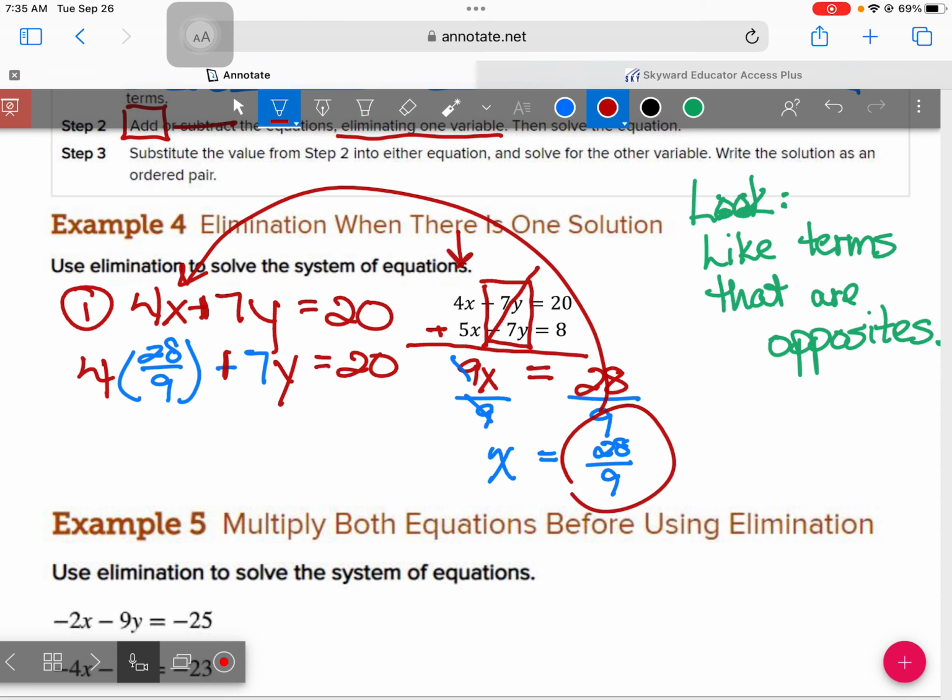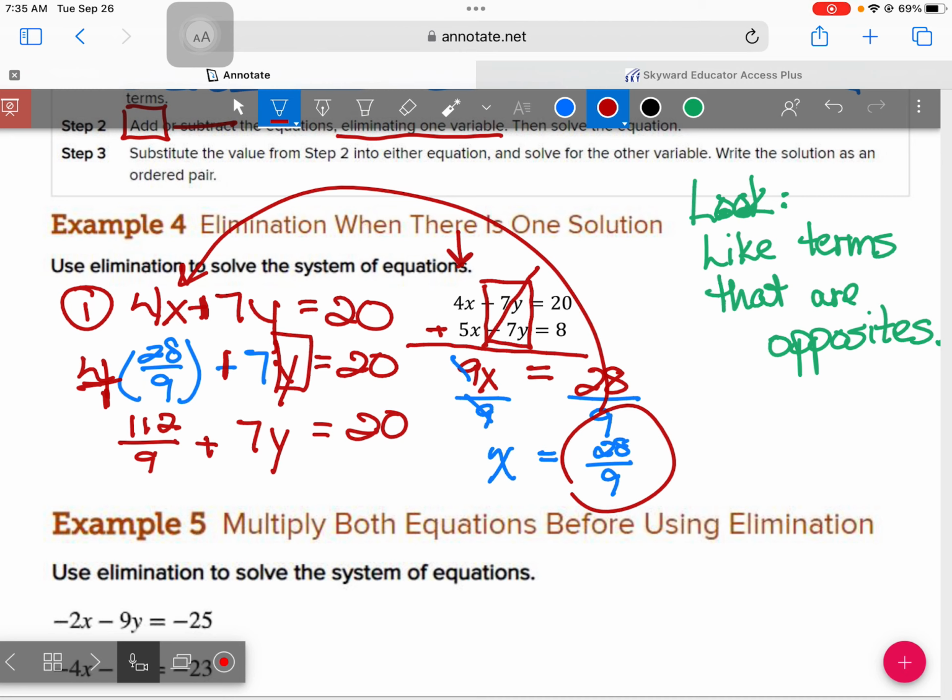All right, so I need to try and simplify. We're trying to solve for y. So I need to multiply. This is 4 over 1. 4 does not simplify into 9. So 4 times 28, I think is what, 112? Check my math. I think so. 112 ninths, yeah, minus 7y equals 20. Wow, this is really gross.